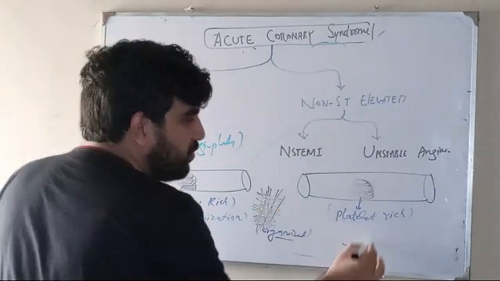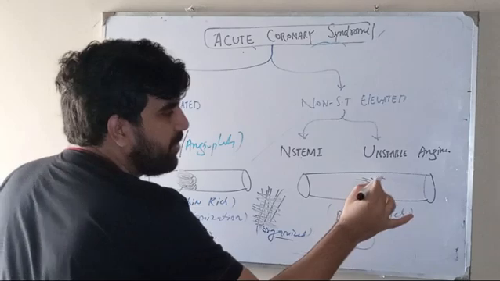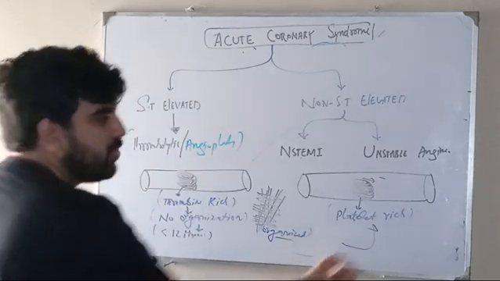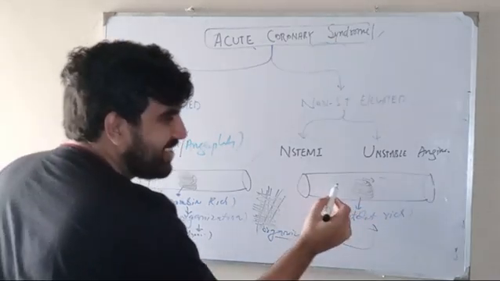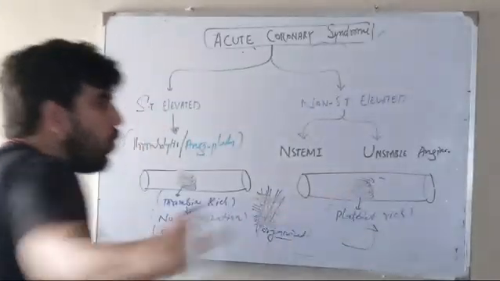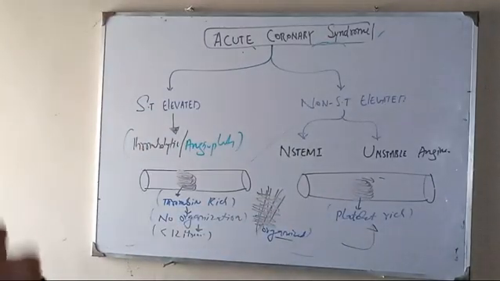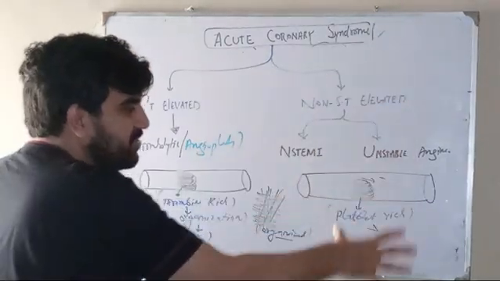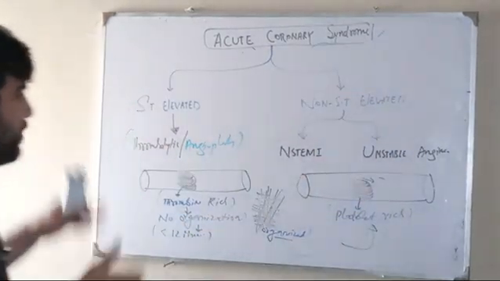And if you give thrombolytics over here, there is no thrombin formation till now. So if you give thrombolytics, do you think they can dissolve this platelet-rich clot? No. That is the reason the thrombolytics cannot work in this patient, while they can work in this patient.